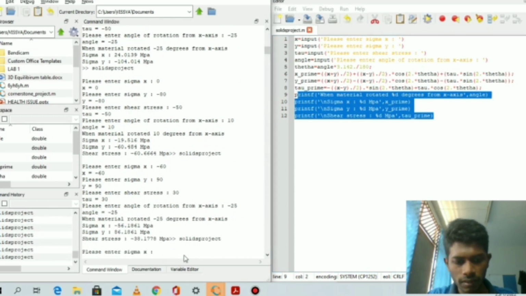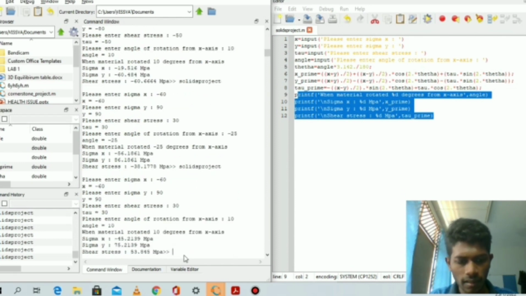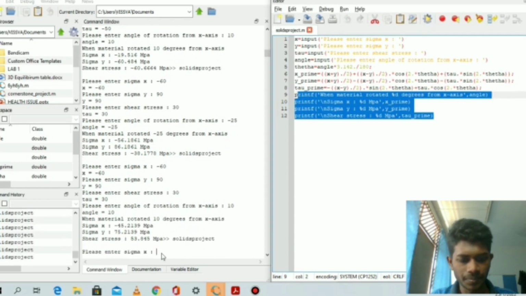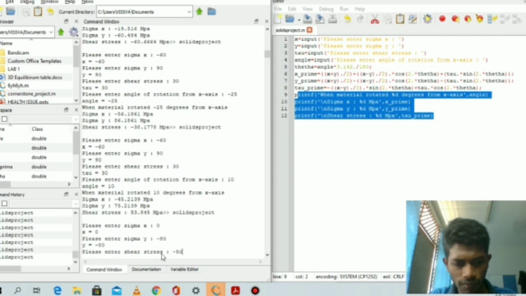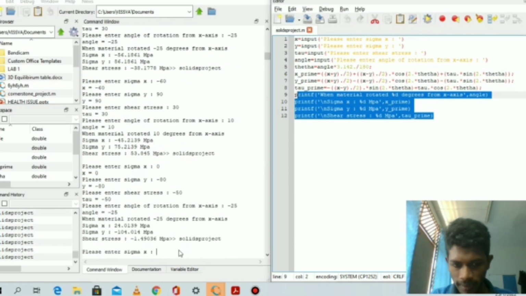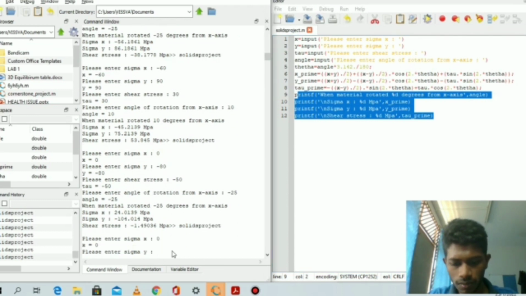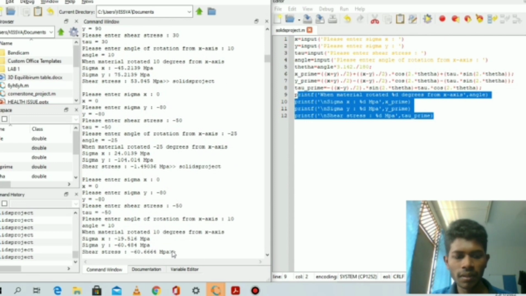Again, now for 10 degrees counterclockwise: negative 60, 90, 30, and 10. For figure 1d: 0, negative 80, negative 50, negative 25. And then finally, for 10 degrees counterclockwise: 0, negative 80, negative 50, and 10. So this would be my answer.